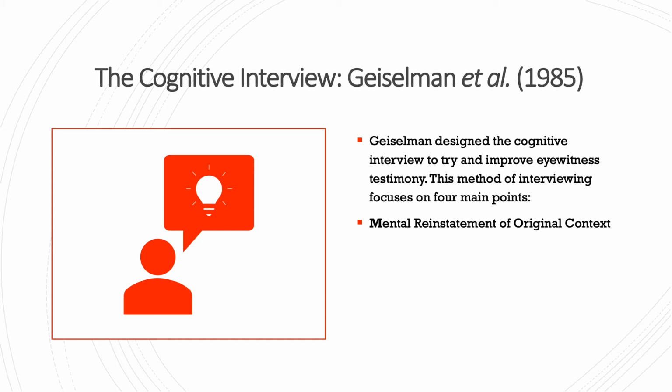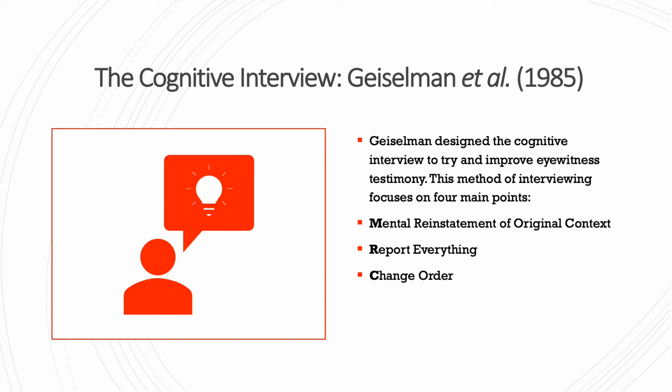And then the second point of the cognitive interview is to report everything. So as opposed to a standard police interview where they ask closed questions, witnesses are told to report absolutely everything, even if they think it's not relevant and even if they think that the police might already know.